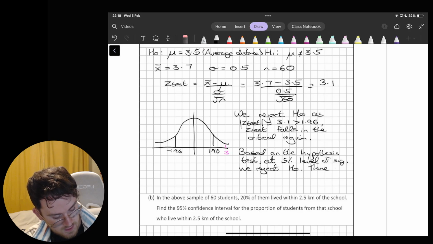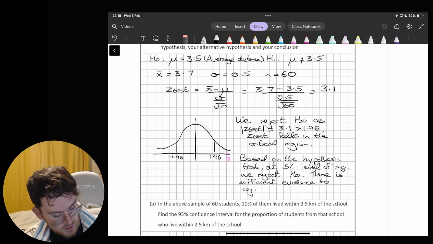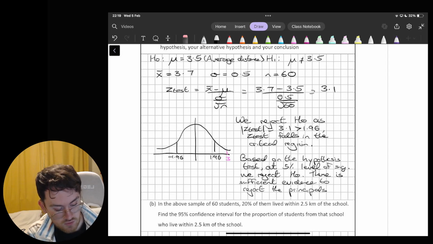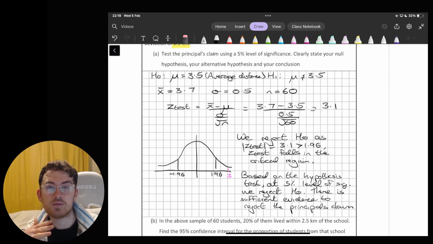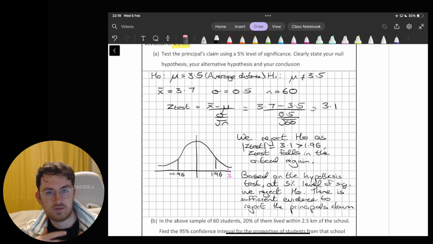There is sufficient evidence to reject the principal's claim. So we could say there's evidence to say the claim is incorrect. The overall idea here is that what the principal has claimed doesn't line up with the information that we have, so therefore we're rejecting the principal's claim there.